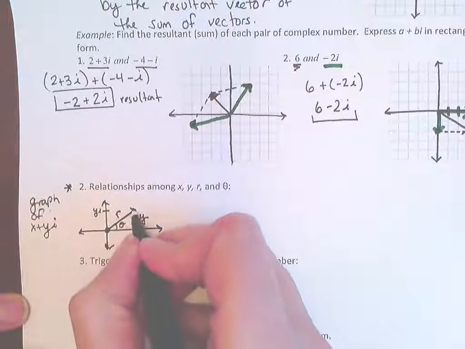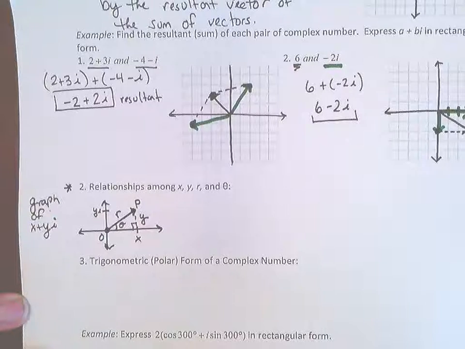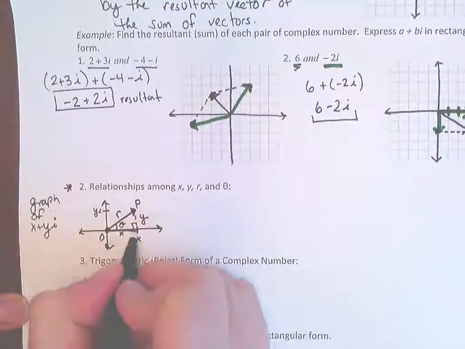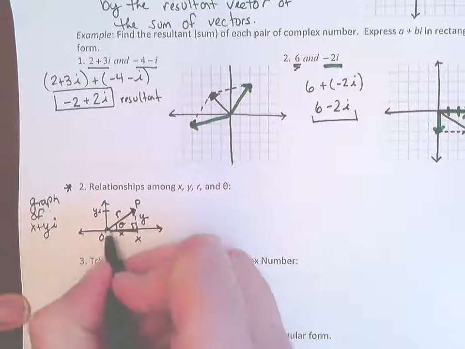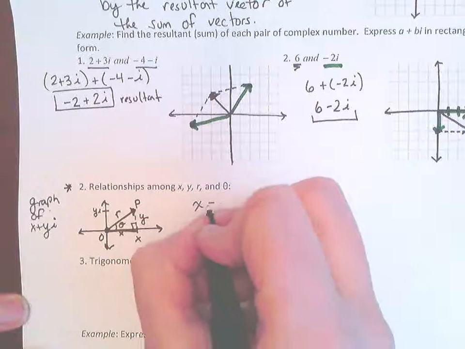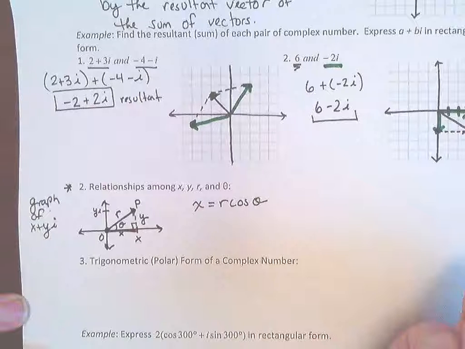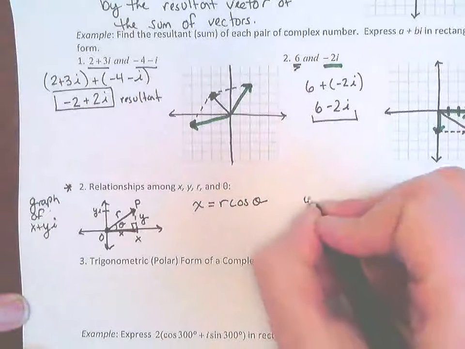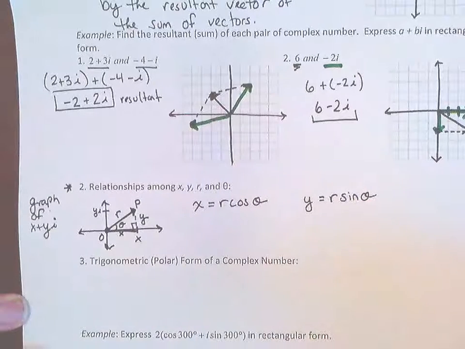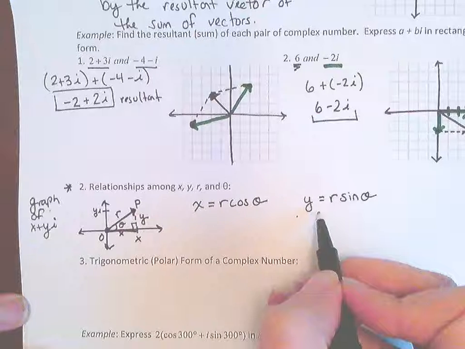you end up with a vector. Let's call this OP. And you end up with these terms. This is your x side of your triangle, this is your y side, and this is your radius. So what is the relationship? x equals r cosine of theta. y equals r sine of theta. So to find y, if we have the radius and the angle, we can.